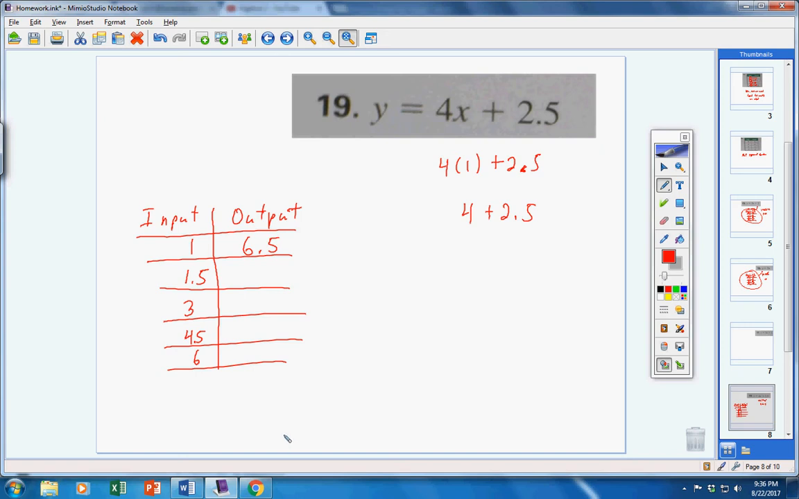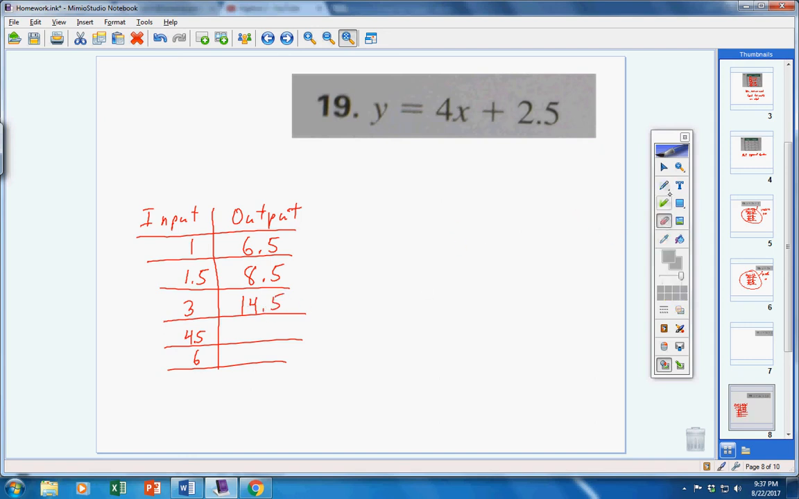6.5. Okay. Next, we're going to substitute 1.5 in for x, so 4 times 1.5 plus 2.5. 1.5 times 4 is 6.0, or just 6 in other words. So 6 plus 2.5 would be 8.5. Alright. Next, we're going to substitute 3 in for x, so 4 times 3 plus 2.5, that would give you 12 plus 2.5, which is 14.5.